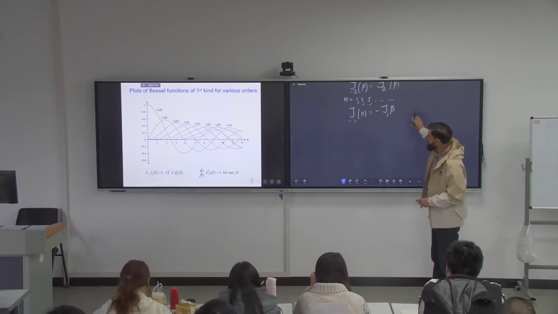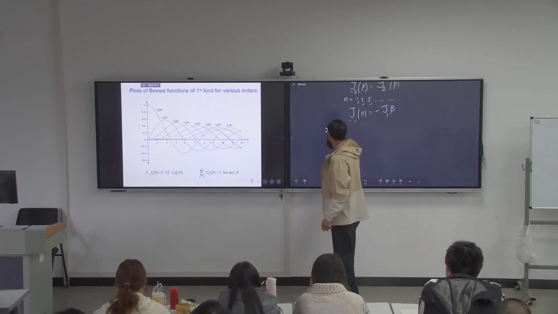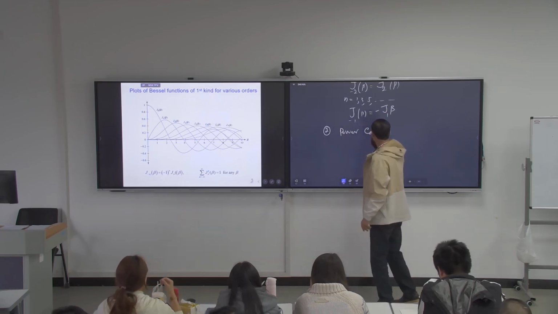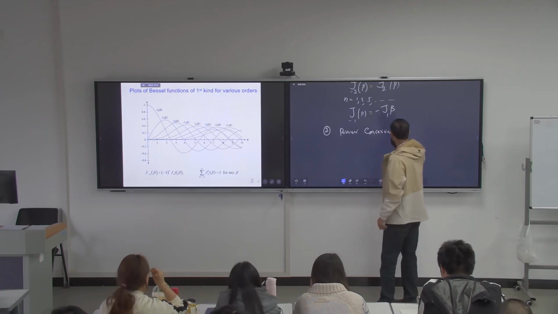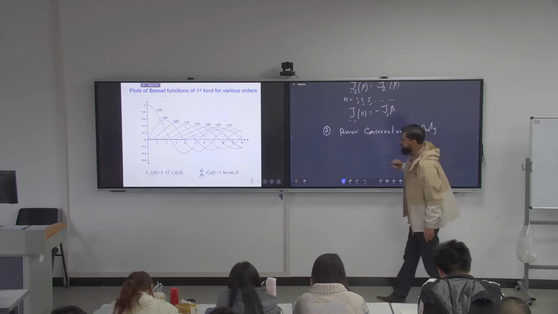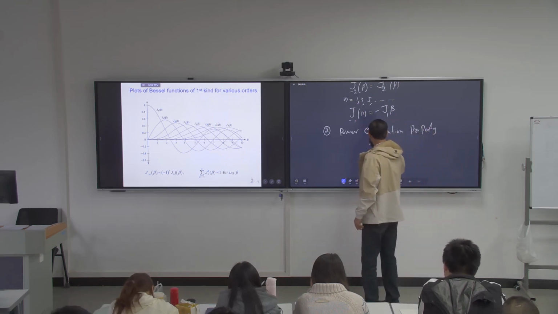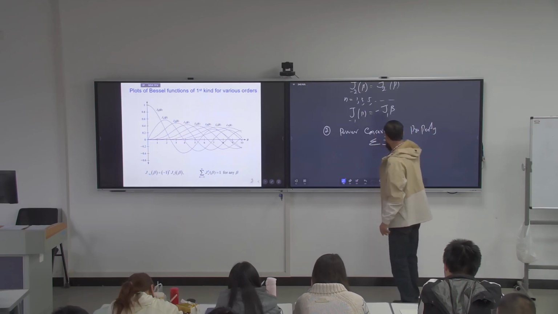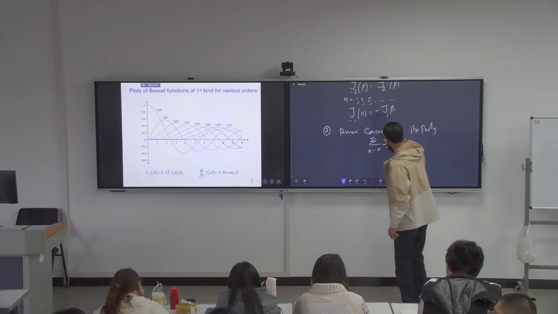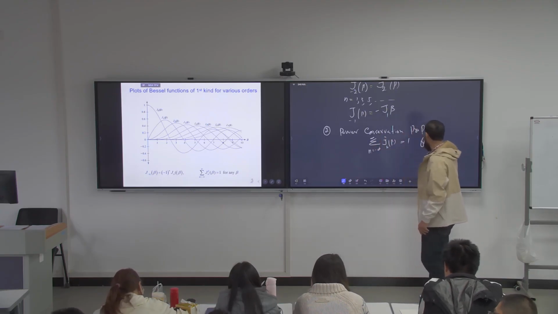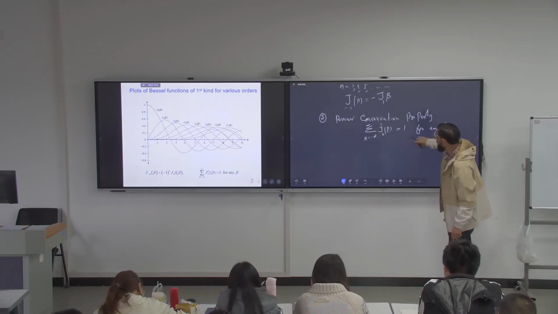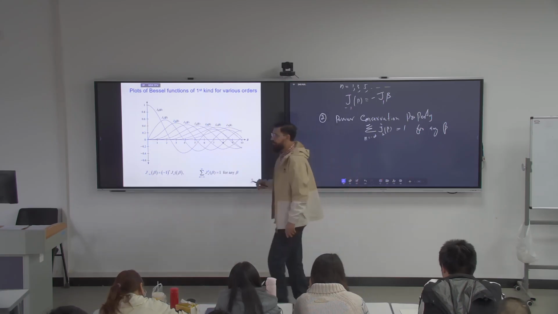Now, the second property is called the power conservation property, right? Which is this: the sum of J squared n of beta, where n goes from minus infinity to infinity, is equal to 1 for any value of beta. For any beta. You can tell here that basically the power remains constant.